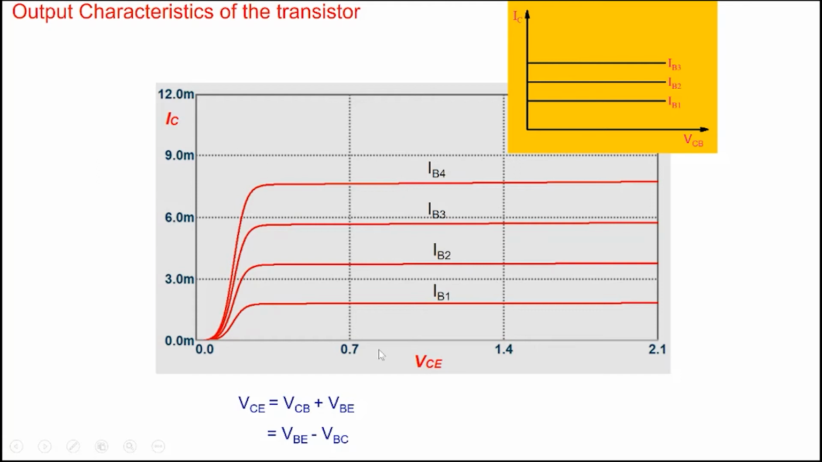When you reduce VCE to a very small value, the base collector junction also gets forward biased, and we have some non-idealities here. The transistor is going into what we call the saturation region. So we'll not go into the details of it. If time permits, we'll see a little bit of it in the next lecture. All right.